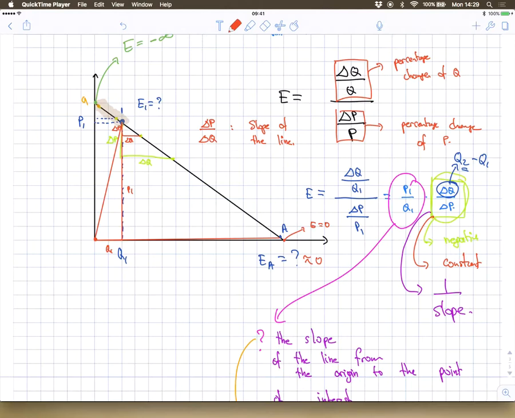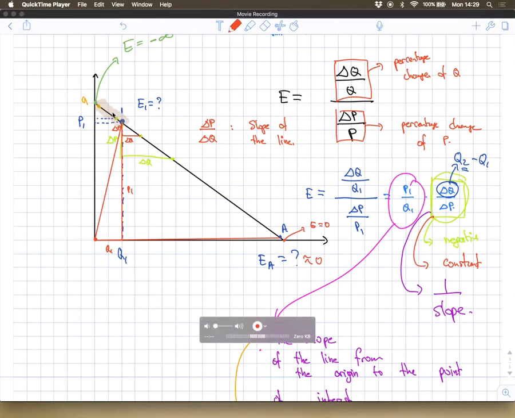Exactly. And what should the elasticity be as you go from here to here? What should happen to the elasticity? It should go from minus infinity, and it should increase, strictly speaking, because it's going to get less negative, right? So the elasticity increases as you go down this line here, and it takes all possible values.